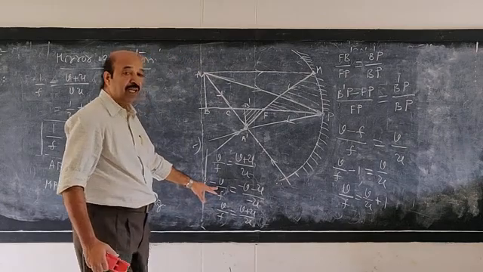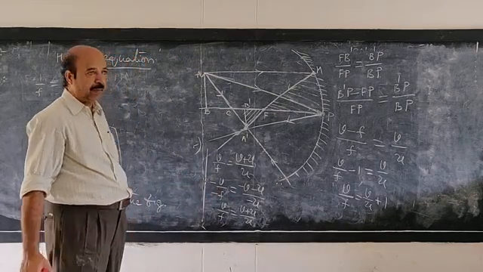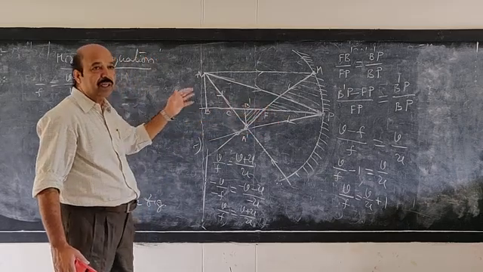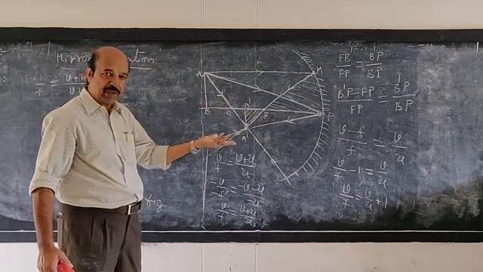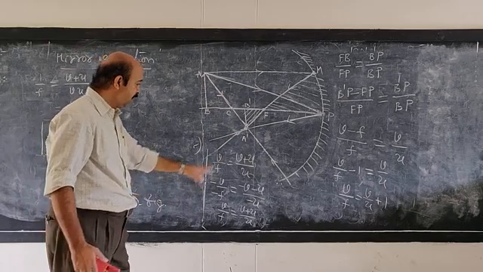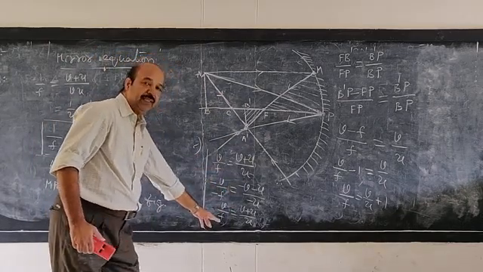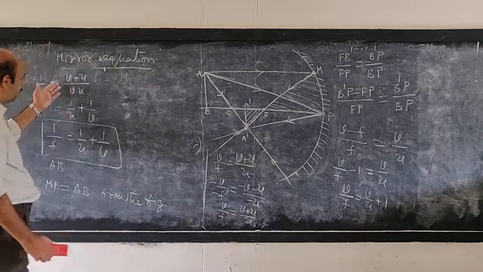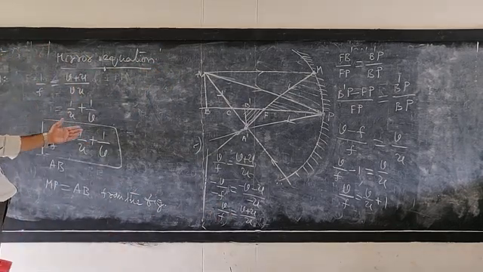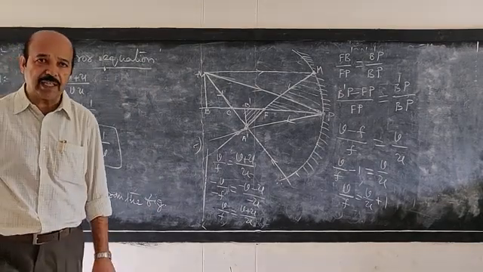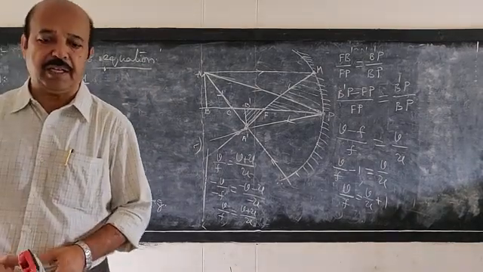Then I used the sign convention. All the distances must be measured from the pole. If they are measured in the direction of the incident ray, take positive, otherwise take negative. So every term here gets a negative sign. Even after that, you are getting the same equation. Further simplification of this equation gives this relation. In this way, we can derive the mirror equation.